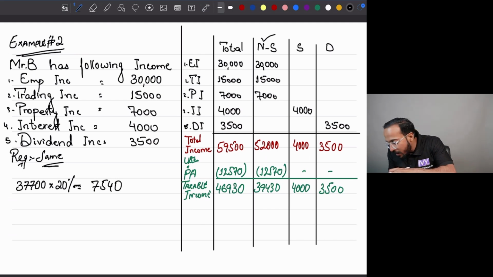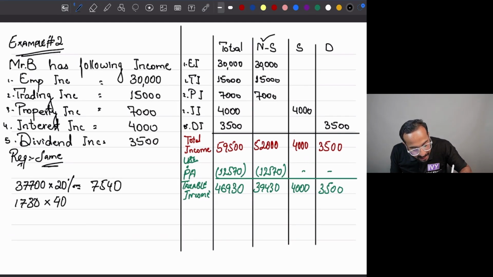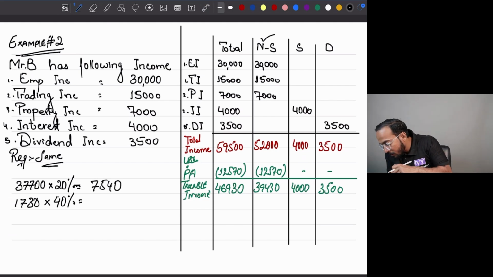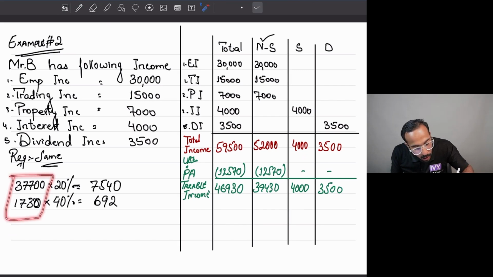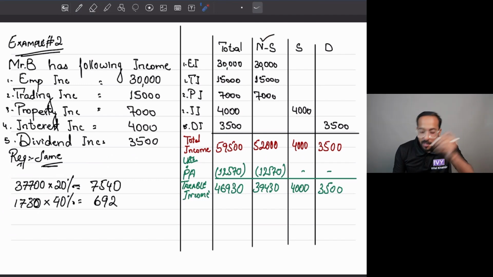How much amount is left? If I take 54,730 less 37,700, it means 17,030 will be taxed at 40%, because it is going into the higher rate band. This specifically belongs to non-saving. It means you have completed taxing all the amount of non-saving income.